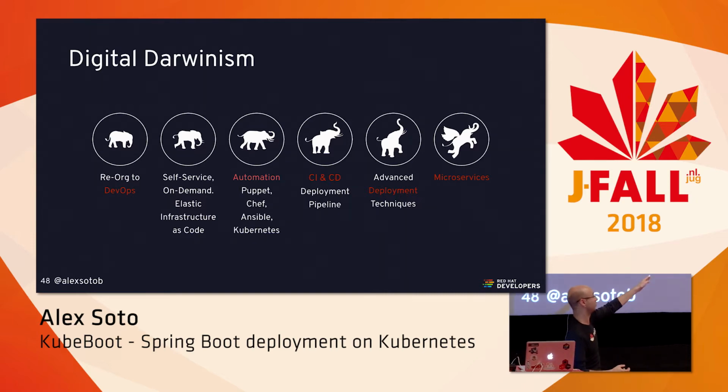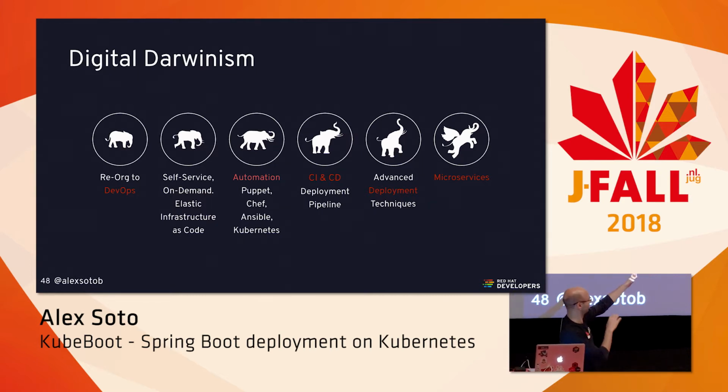And before that, you need to do everything automated, for example, in Kubernetes. And before that, you need to have a good self-service on-demand elastic infrastructure as code. And then, first of all, you need to reorg to DevOps. Notice that a lot of people say, yeah, we are in DevOps, and then we are going to do microservices. Well, this is not a very good thing to do, because there are a lot of steps in the middle. But even some people say, yes, but we have everything automated. We have CI/CD. We are using advanced deployment techniques, so we are fine.